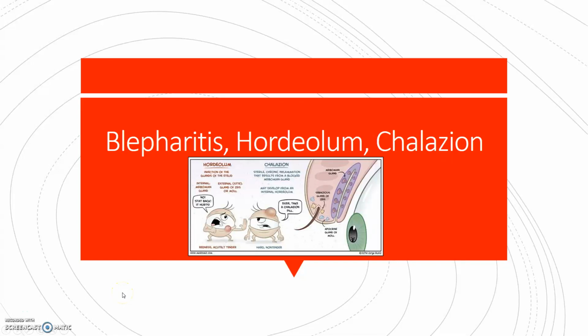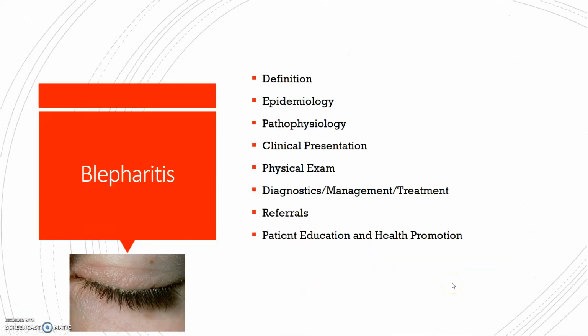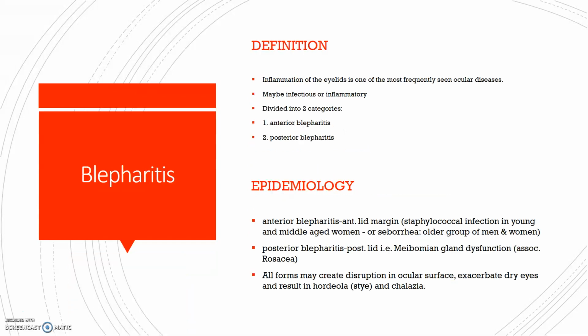Hello. Let's briefly review blepharitis, hordeolum, and chalazion. So blepharitis is an inflammation of the eyelids, and it's one of the most frequently seen ocular diseases. It may be infectious or inflammatory in cause, but it's usually divided into two categories: anterior blepharitis versus posterior blepharitis.